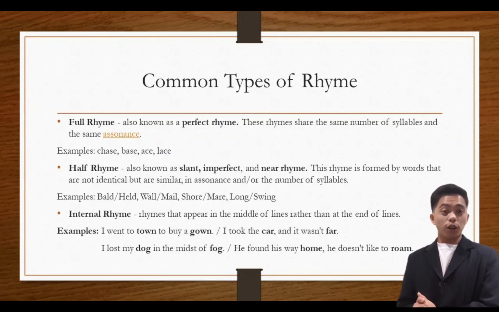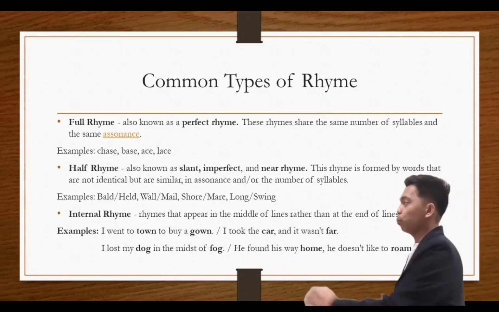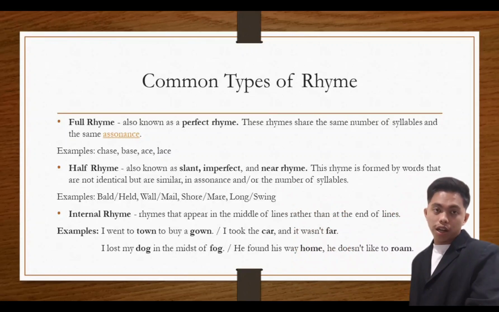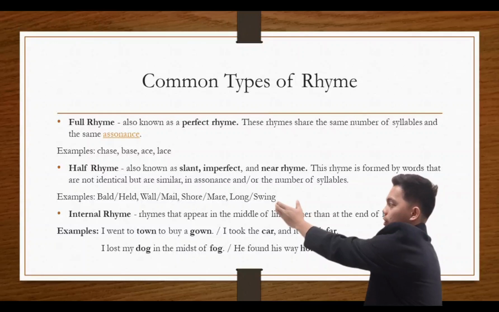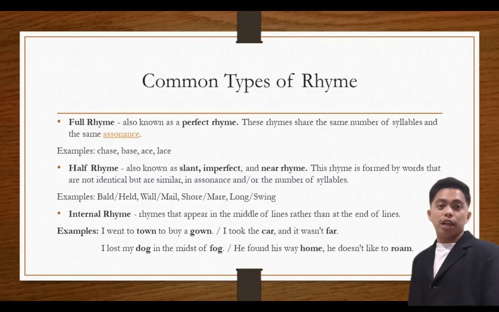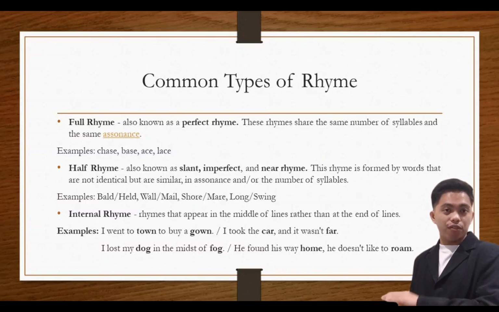Thank you very much. So as you can see here, guys, the words bald and held are examples of half rhyme. How the words bald and held are almost similar to each other, right? But they are different in assonance. They have different vowels, so that makes them half rhyme.